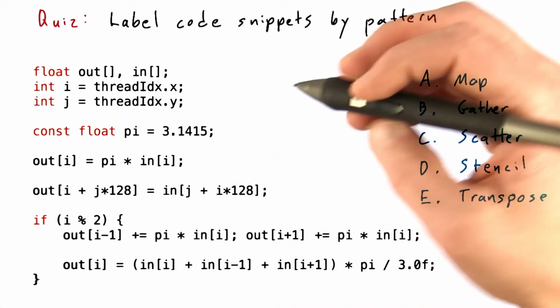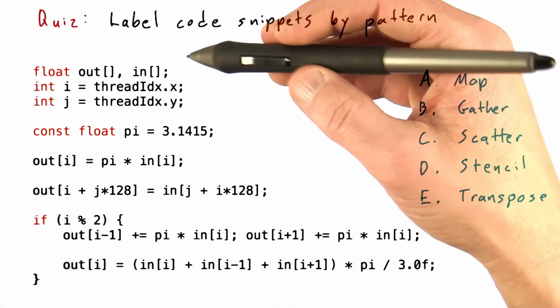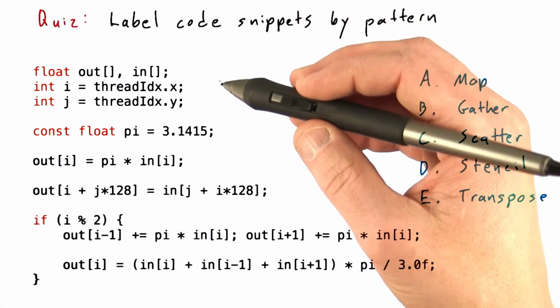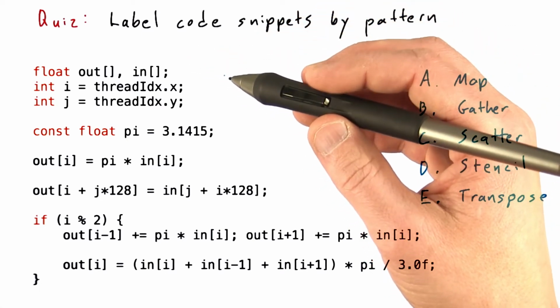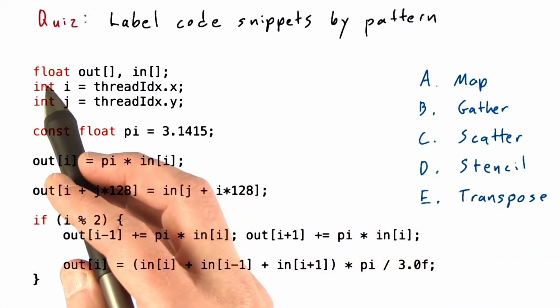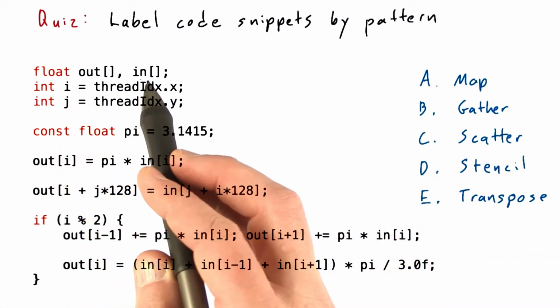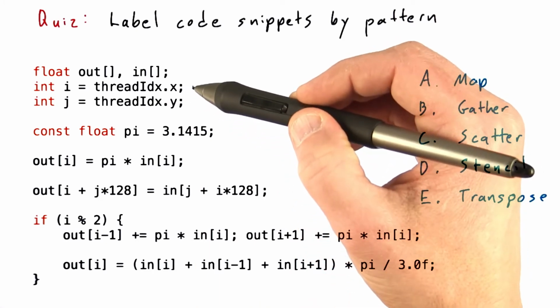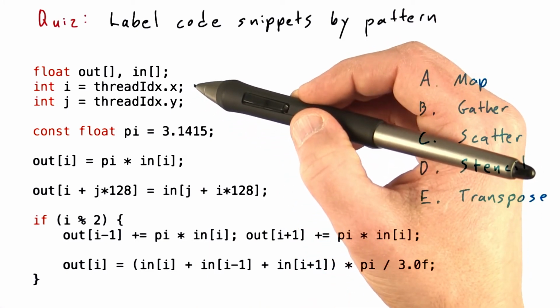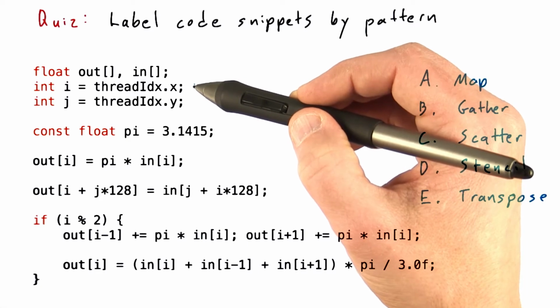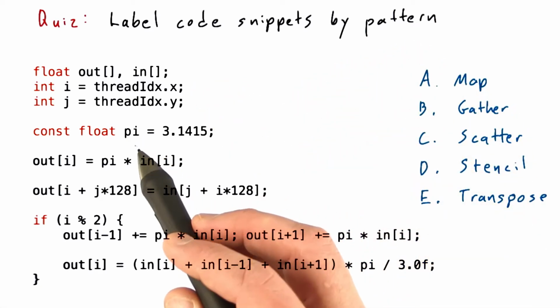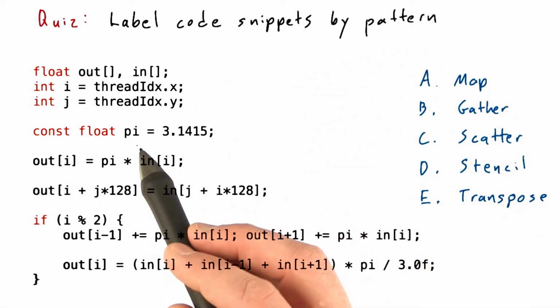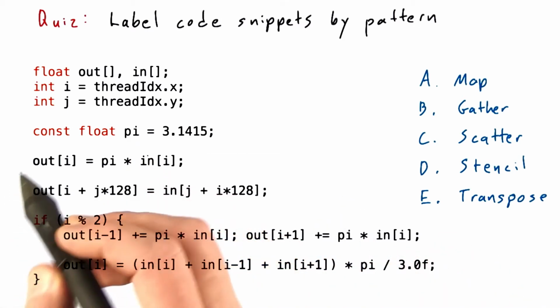Here's the code. And this is really sort of pseudocode. I'm not explaining where these variables came from or showing you how many threads I'm launching or anything like that. But this is kernel code. And as you can see, I have two variables, out and in. These are arrays of floating point numbers. And just for brevity, I've created two variables i and j to represent threadIdx.x and threadIdx.y. Just to have something to do, I'm going to multiply a bunch of numbers by pi, so I define pi here. And here are our code snippets.